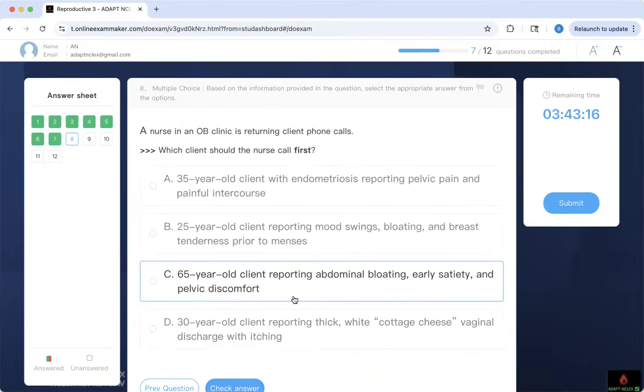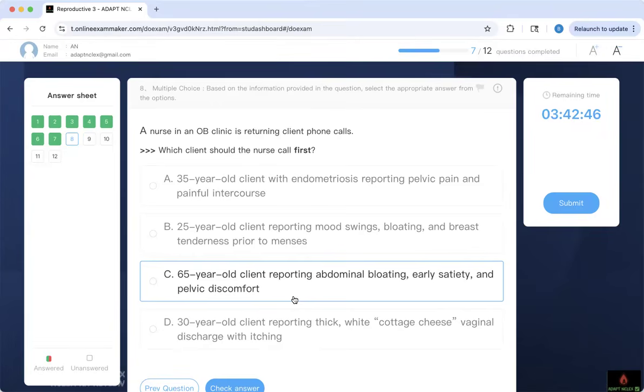And next is the OB clinic returning phone calls, prioritization. OB, which client should the nurse call first? Who has a problem? When they come to reproductive, always when you're looking at OB questions about reproductive, think about things that you should expect or not. And therefore, don't worry too much. They're going to give you a bunch of symptoms. Then you ask yourself, is this consistent?